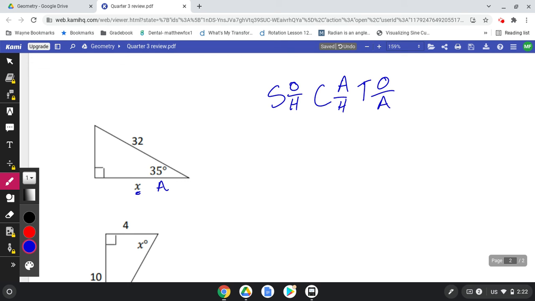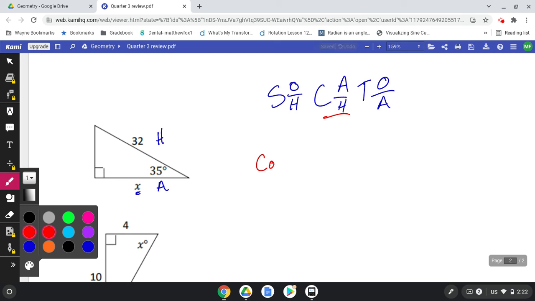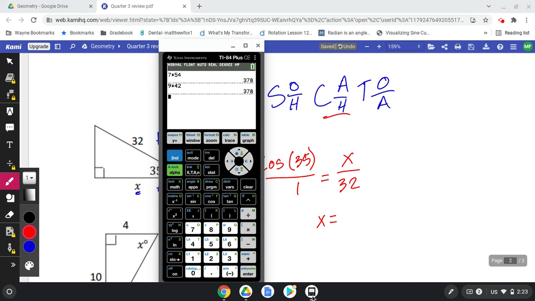This is the adjacent side. The 32 is our hypotenuse. We have a and h. We want to know a and h. That will be cosine right here. So cosine of 35, because that's how many degrees, all over 1 equals a over h. So x over 32. Okay, at this point we cross multiply. We'll get x equals whatever 32 times cosine of 35 is.